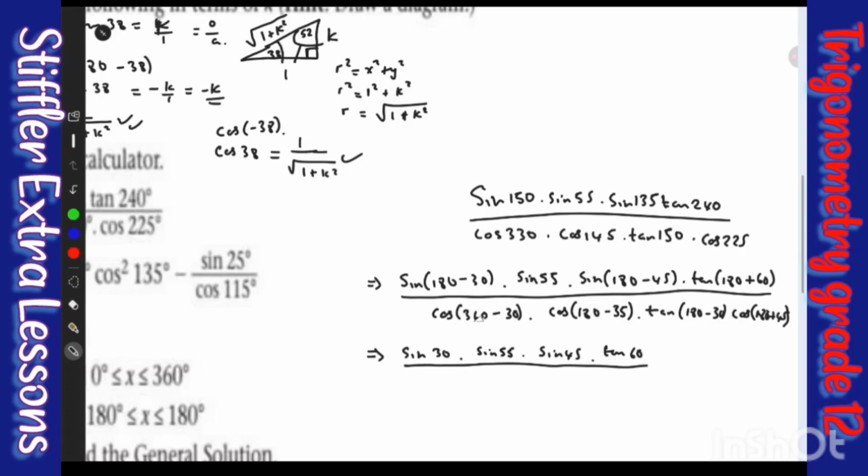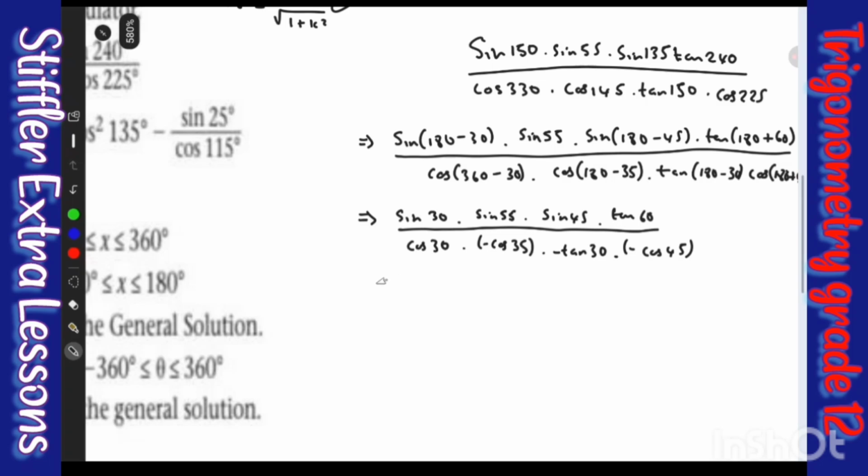And then this is in the fourth quadrant, cos is positive, so it's just cos of 30. And then this falls now in the second quadrant, cos is negative, so it becomes negative cos of 35. And lastly, the second quadrant, tan is negative, so negative tan of 30, and then cos, it was cos what? 180 plus 45 is in the third quadrant, cos is negative, so it becomes negative cos 45.